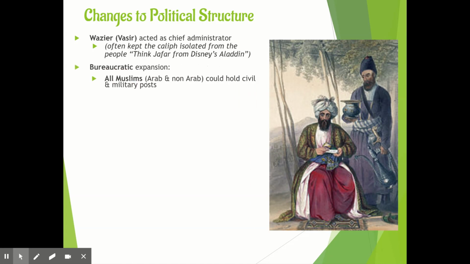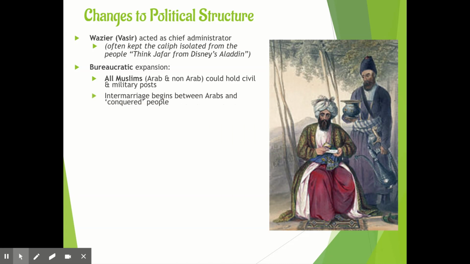And so one of the things that the Abbasids do that benefits a lot of non-Arab Muslims is that they allow all Muslims to hold civil and military posts. This was different from the Umayyad dynasty, who did not allow converted Muslims to advance in the political and military regime. So there was like a glass ceiling if you weren't an Arab born into Islam.